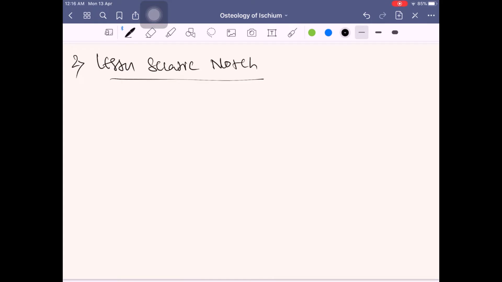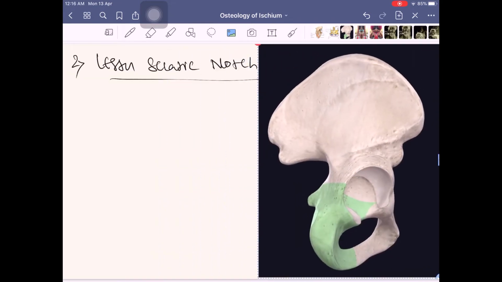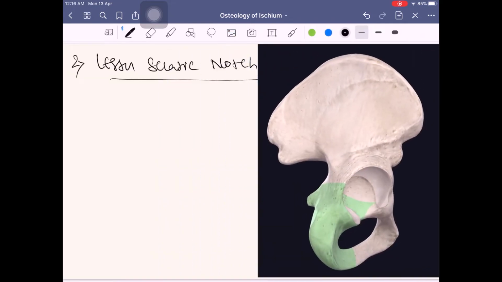And for the lesser sciatic notch, again, I can use this picture which I have taken from the app. This was your ischial spine, right? And this is your greater sciatic notch. So this small area below is your lesser sciatic notch. So we are looking at the lesser sciatic notch.